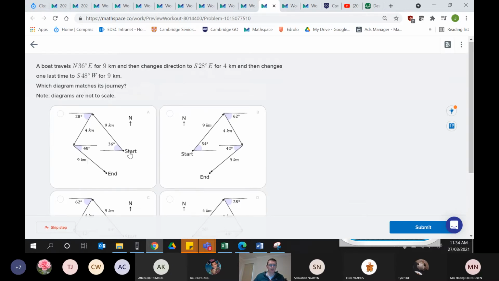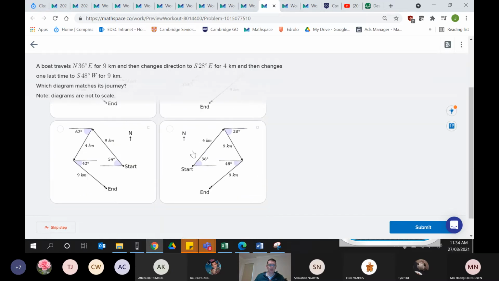So it starts. It would be 9, so it would be north east. So it needs to start and go that way, because I'm directing myself by the compass rose. So I'm thinking north 36, and then 36 plus 54 should equal 90, because that's obviously going west. And it does. That makes it 90. So this is a good start.